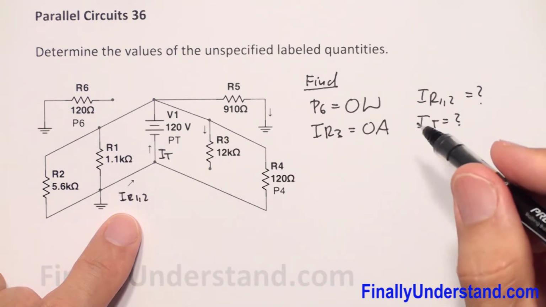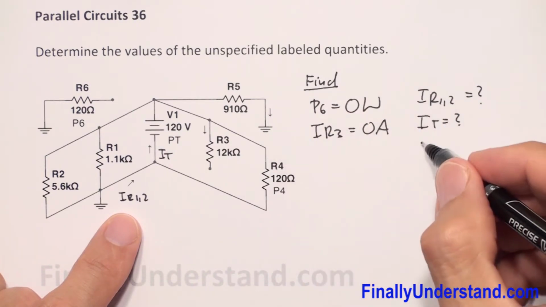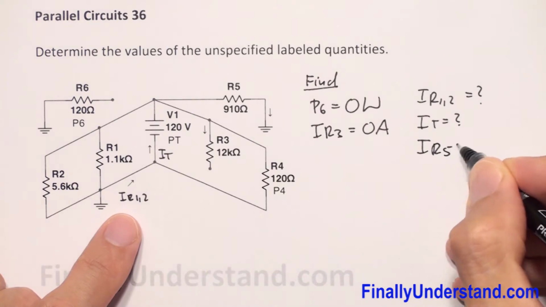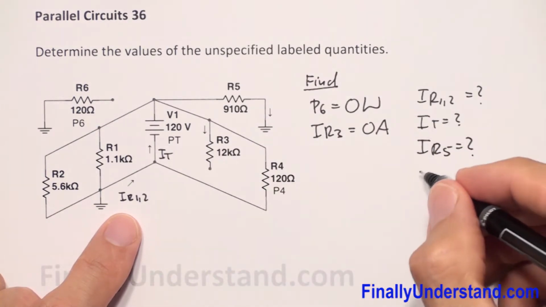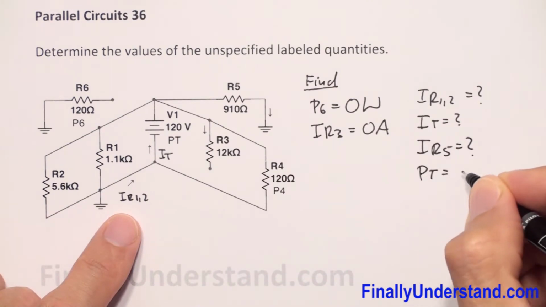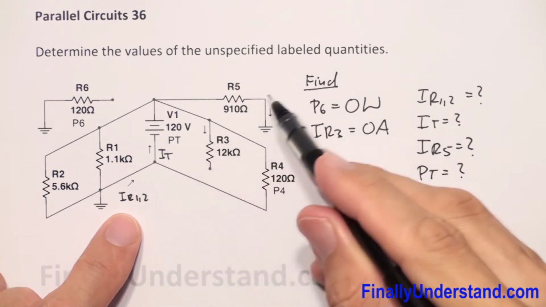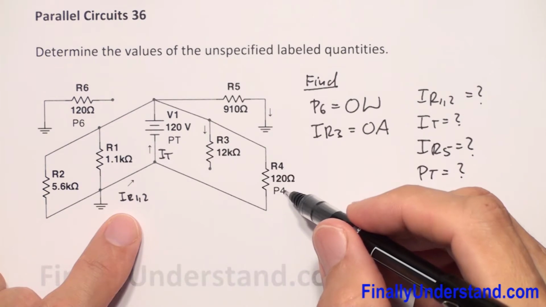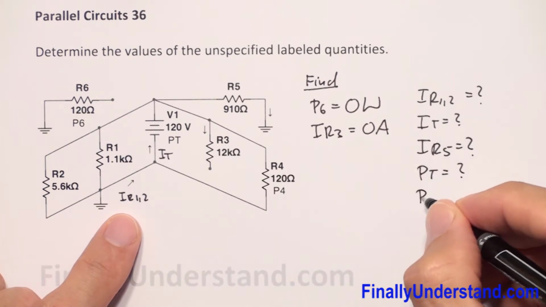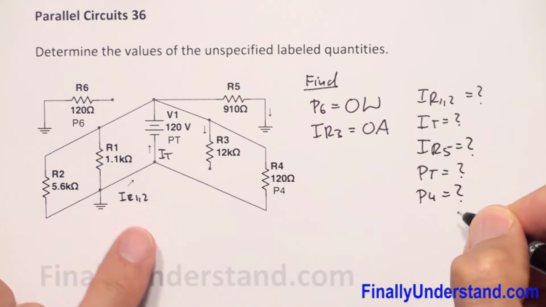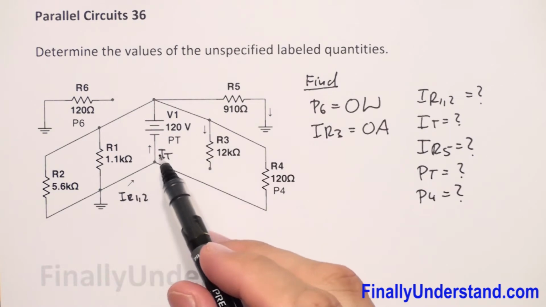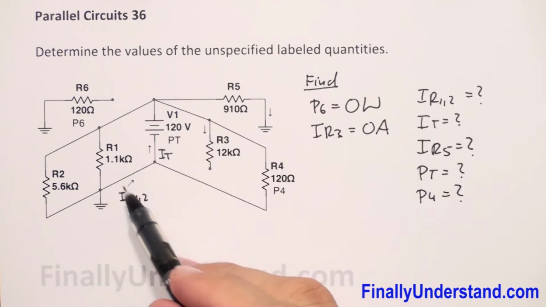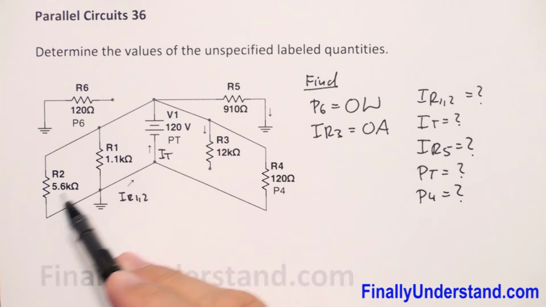I have to find also IR5. I have to find P total, and I have to find P4. So now how are we supposed to approach this problem? In order to find this current, I'm supposed to find the currents which go through these resistors.